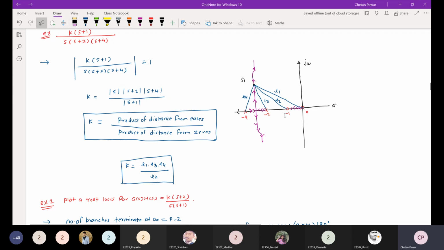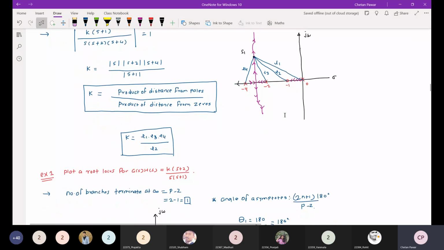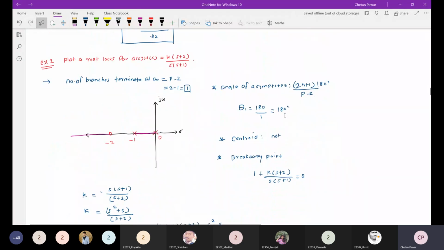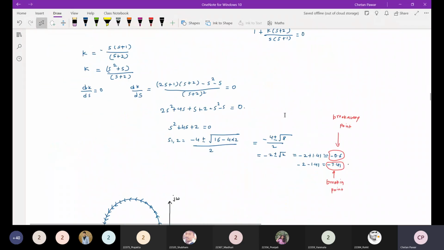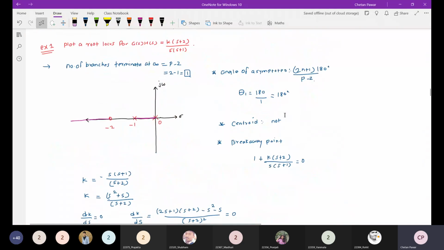The other method is the magnitude condition. All of you know that. So here we just solve this example.